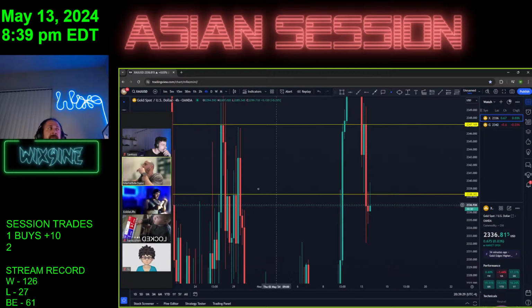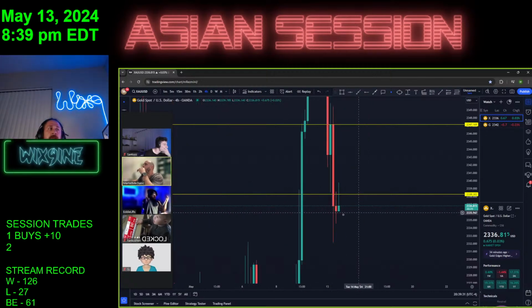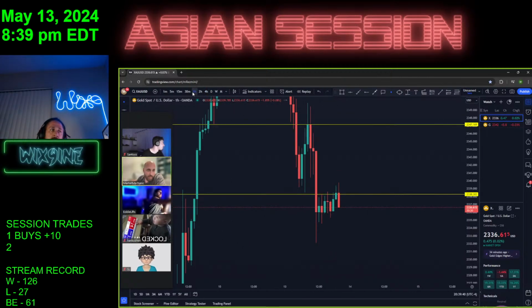But if it flips here, remember, look, the structure is a bit different, right? We broke the previous candle high, but not the low, so we have made a higher high, higher low. You're gonna need to see the smaller time frames start changing that structure, making lower highs, lower lows.